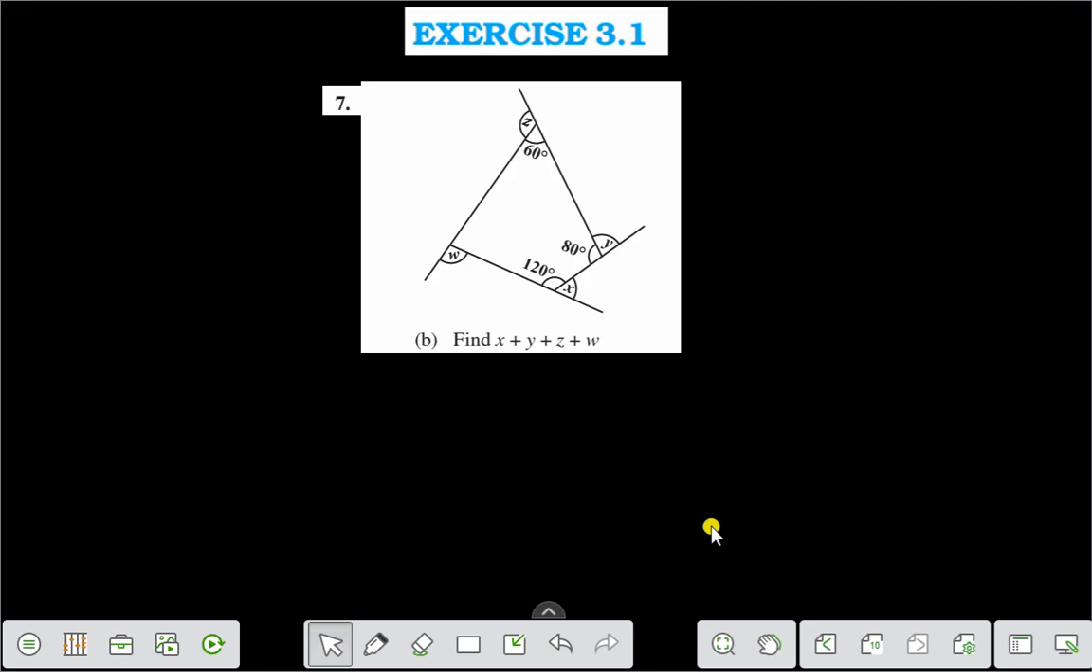Hello everyone. Today I'll discuss exercise 3.1 question number 7. Find x plus y plus z plus w.